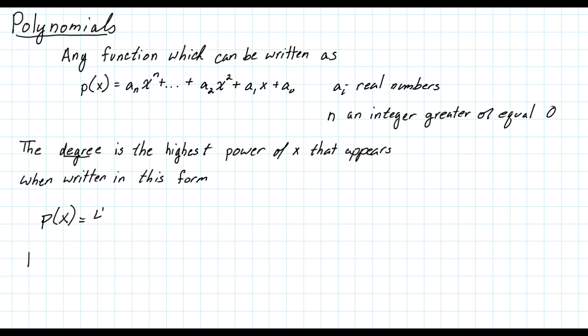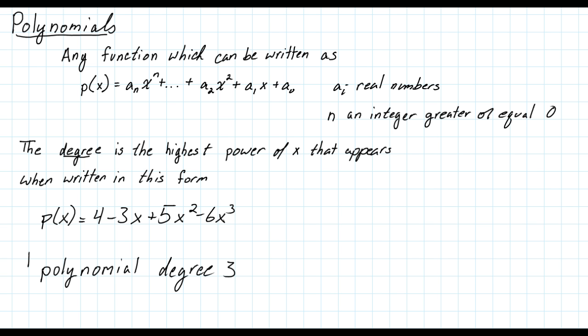P of x equals 4 minus 3x plus 5x squared minus 6x cubed. Now we can see that this is a polynomial, and its degree is 3. However, f of x equals the square root of x. This is not a polynomial because this is the same as x to the 1/2, and 1/2 is not an integer.